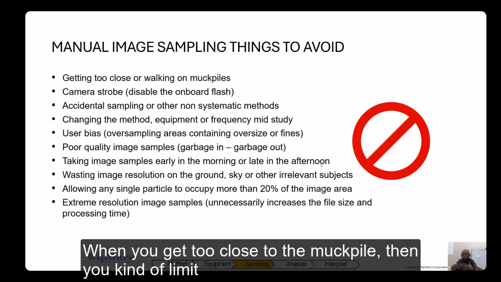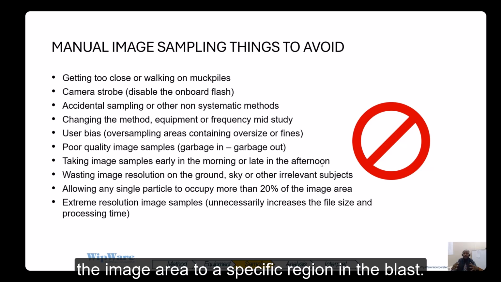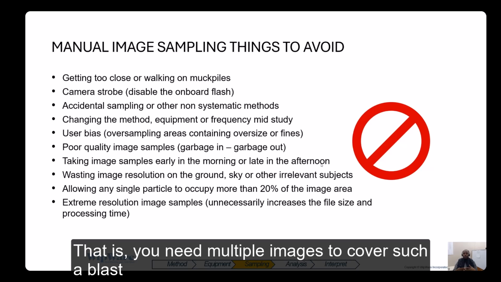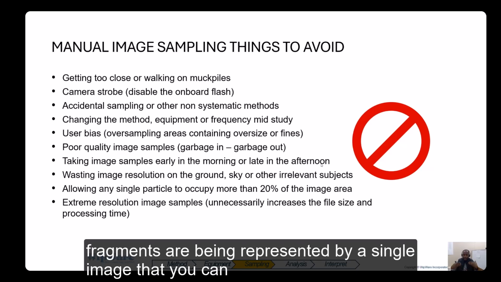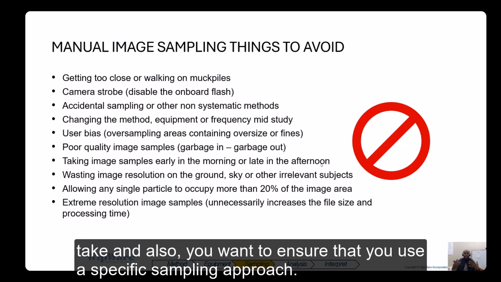When you get too close to the muck pile, then you limit the image area to a specific region in the blast. That is, you need multiple images to cover such a blast because you are too close to the muck pile and those few fragments are being represented by a single image that you're going to take. Then also you want to ensure that you use a specific sampling approach.